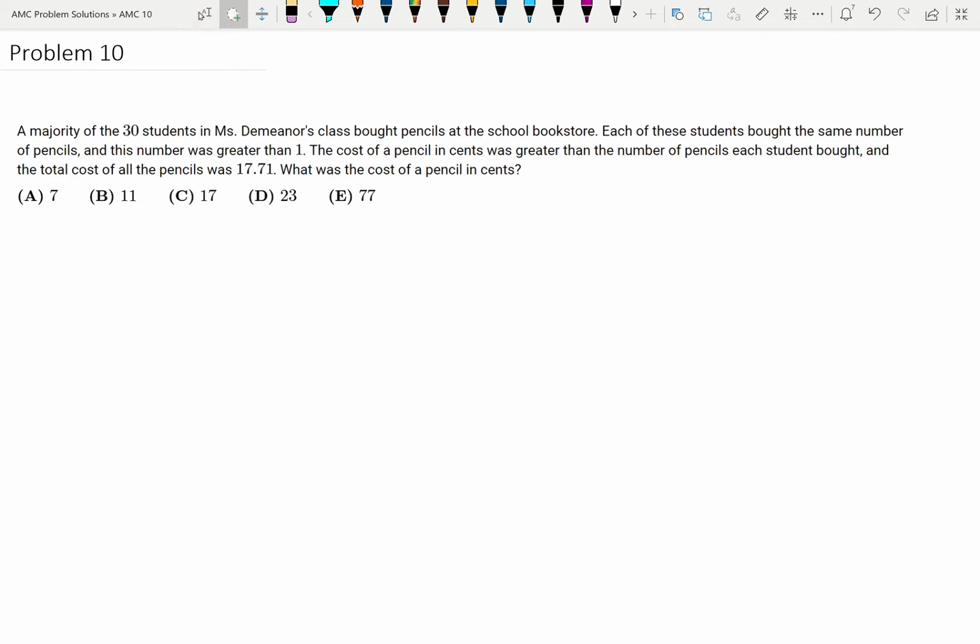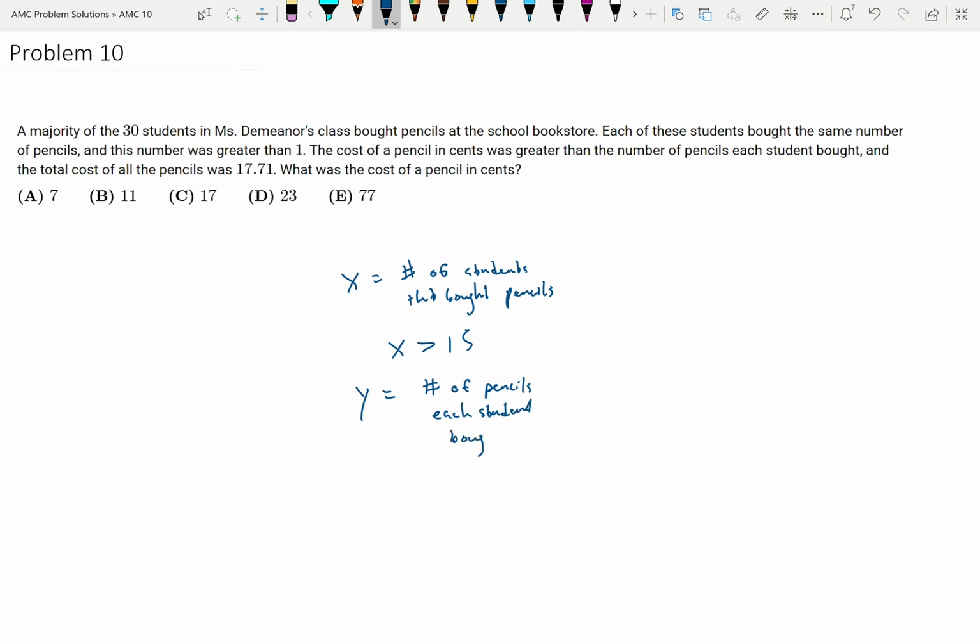We're going to start by defining some variables. So we're going to set x equal to the number of students that bought pencils. And we know, since the majority of the students bought pencils, that x has to be greater than 15, because there are 30 people in the class. And we're going to let y equal the number of pencils each student bought. And we know that y has to be greater than 1.